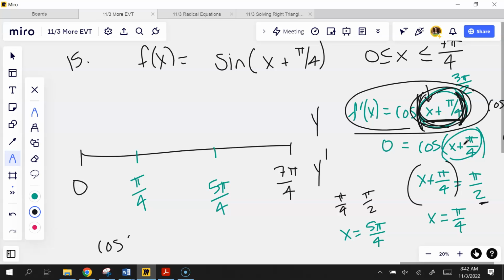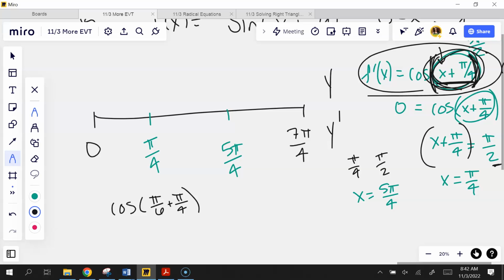So cosine of pi over 6 plus pi over 4, for 10 pi over 24, which is 5 pi over 12. Where's that? Where would that be? I'm still in the first quadrant. That's what I'm trying to get to. That's what I'm trying to get y'all to anyway. I'm still in the first quadrant here.